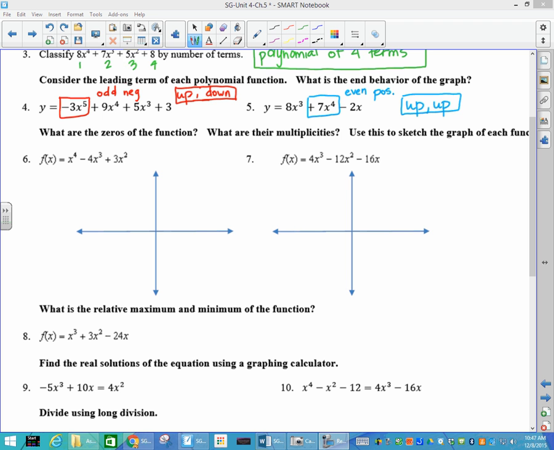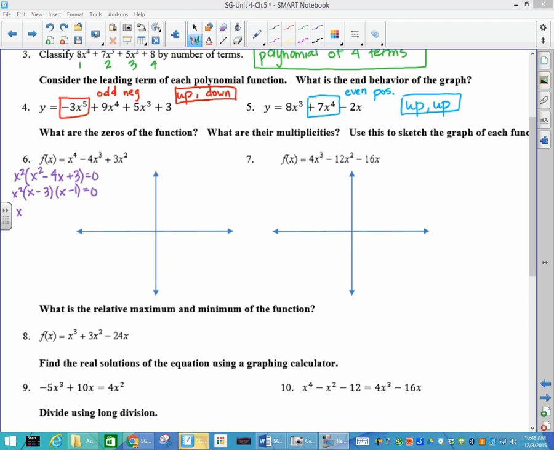Okay, our next problem says, what are the zeros of the function, what are their multiplicities, and use this to sketch the graph of each function. That's supposed to say function, I cut it off. First off, you can factor this problem. Hopefully you see there's a common factor of x squared. Basically I'm setting it equal to 0. So I'm going to take out x squared and have x squared minus, that's not 4. X squared minus 4x plus 3 equals 0. And it will factor again to x minus 3, x minus 1 equal to 0.